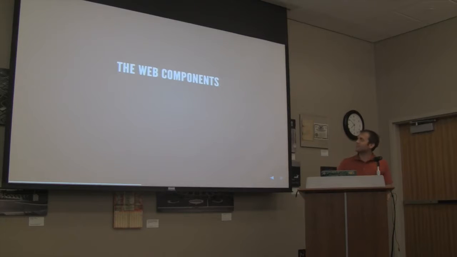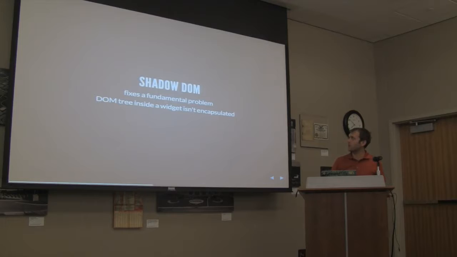Okay. So, web components is composed of templates, Shadow DOM, custom elements, and packaging. But for the point of this, I'm going to be mainly focusing on the first two, and I don't even know if we'll get to the custom elements. But you should know that Shadow DOM fixes a fundamental problem: that DOM trees inside of widgets aren't encapsulated, and it fixes it by encapsulating them.